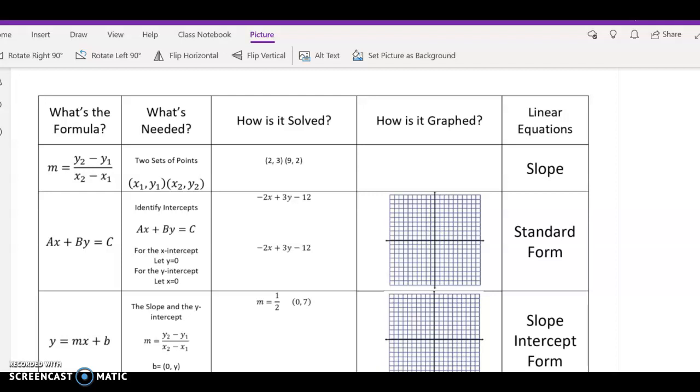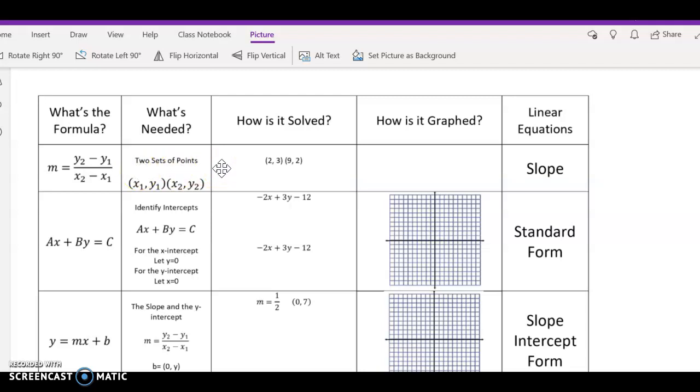Okay, so we are going to go over all the different forms that we've learned so far in chapter 13. And don't worry, it's all the forms that we will learn in chapter 13. So first we learned about slope. And we learned that slope was m equals y2 minus y1 over x2 minus x1. What we need in order to find the slope is 2 points. So we just need 2 points that are on the line.